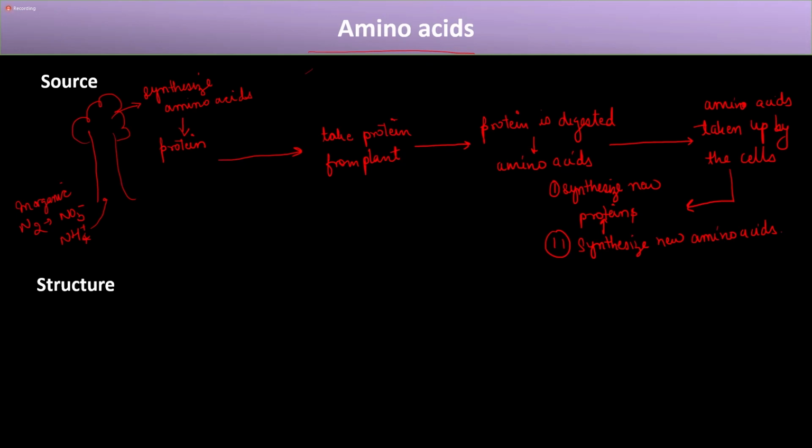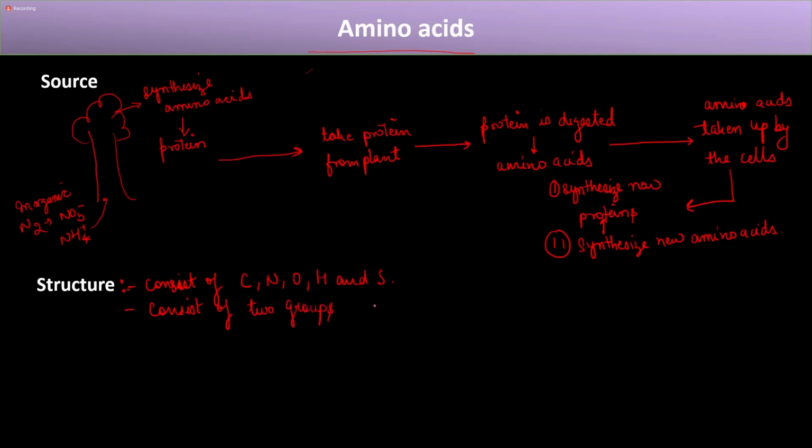Now, let's talk about the structure of the amino acids. If you talk about the elements, amino acids consist of carbon, nitrogen, oxygen, hydrogen, and sulfur. So these are the elements of which amino acids are made up. Now, as the name suggests, it consists of two terms, amino and acid. So these are structures that consist of two groups.